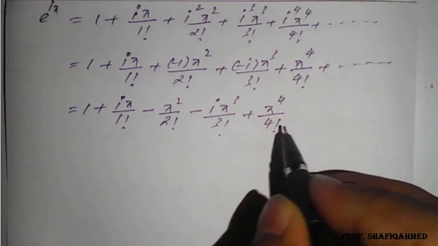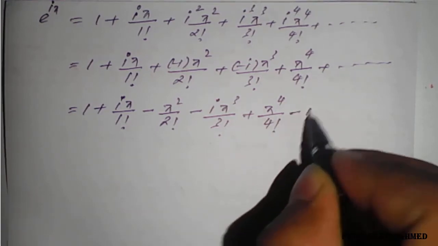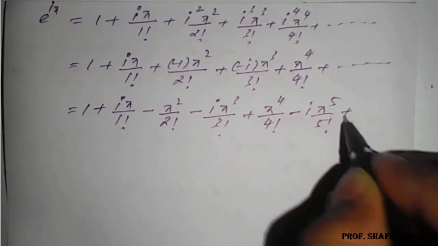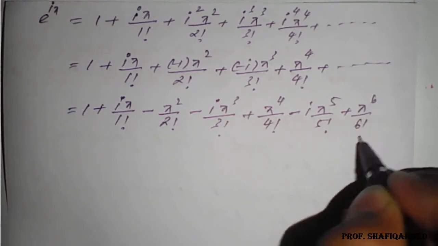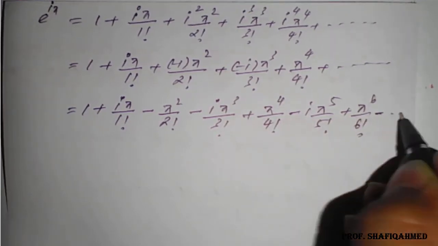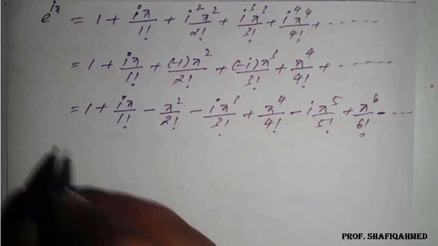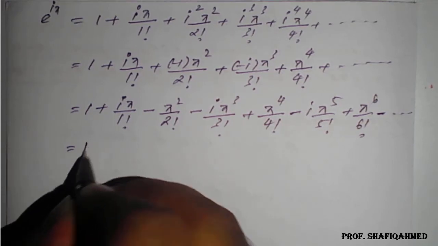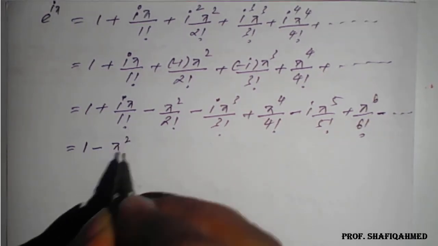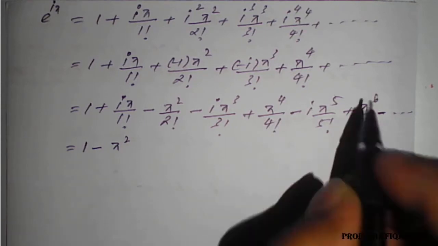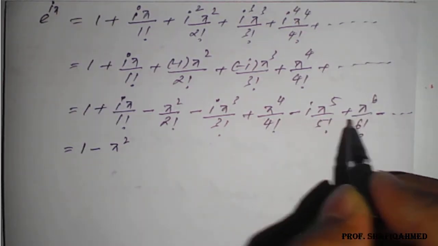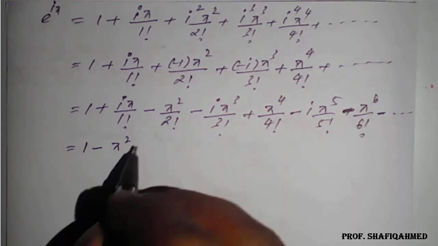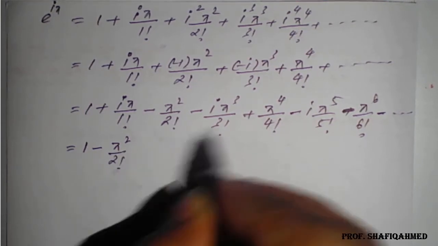So next is x raised to 5, which means we'll get minus i into x raised to 5 upon 5 factorial. Next expected is what here? Plus x raised to 6 upon 6 factorial. Next a minus sign will come, and so on. On rearrangement, I want the terms free from i, which are 1 minus x square. Here we'll get a minus sign for this, so on simplification, x square by 2 factorial.